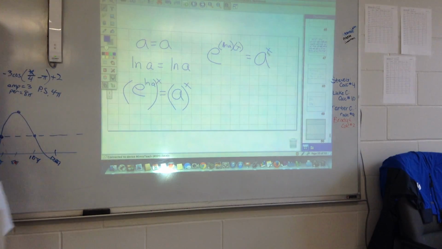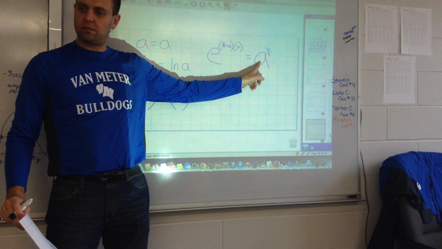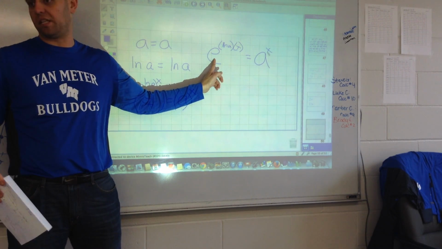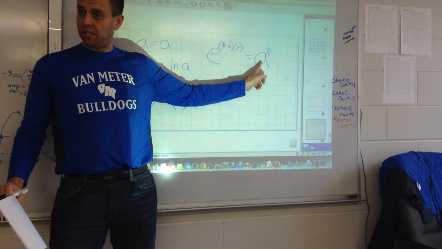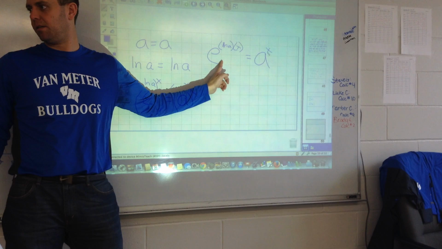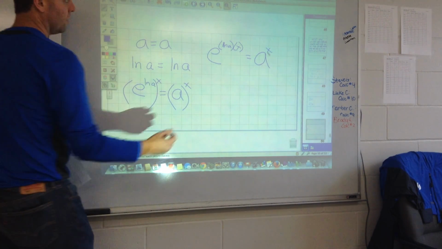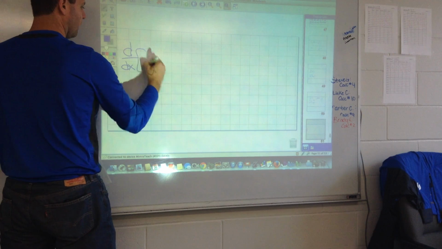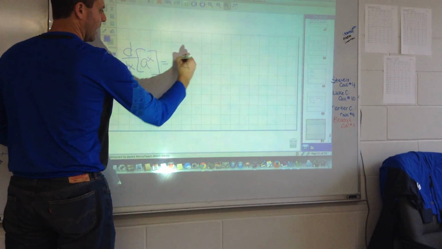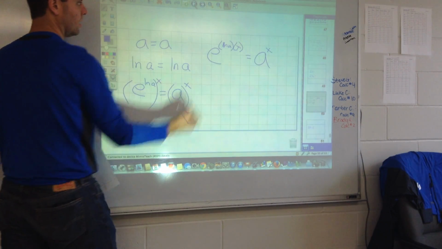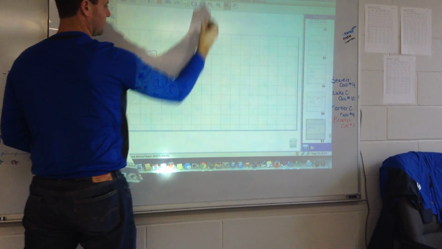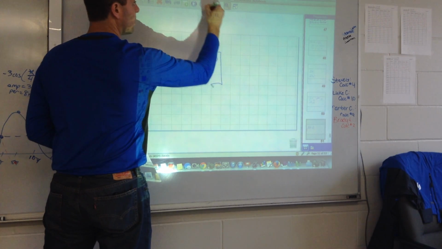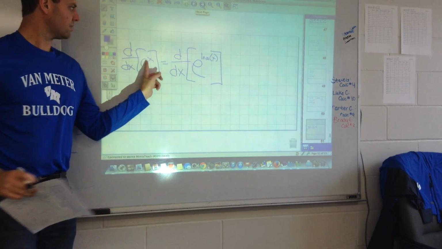The reason I'm writing it two different ways is, if this is equal to this, didn't I just get done teaching you yesterday how to do derivatives of e's and natural logs? So instead of doing the derivative of this, I'm going to do the derivative of this, because we know how to do it. So if I wanted to do the derivative with respect to x of a to the x, instead I could do the derivative with respect to x of e to the ln of a times x, because this and this are the same thing.